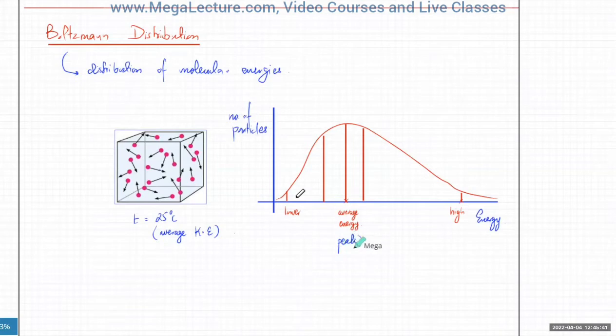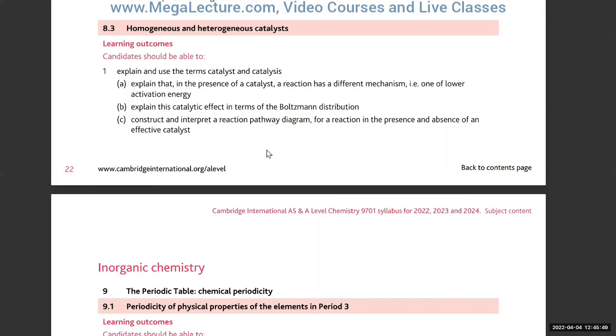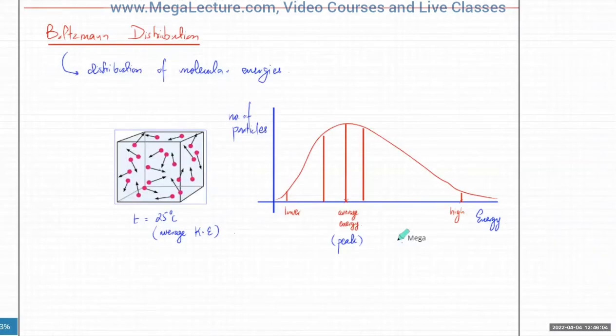So remember, in a Boltzmann distribution, the peak represents the average energy. Now, the other thing is, I think it's not described here. Previously it was part of it, maybe it's not explicitly stated over here, so we'll do this anyway. It's a simple thing. Now, what will happen to this graph if I increase or decrease the temperature?